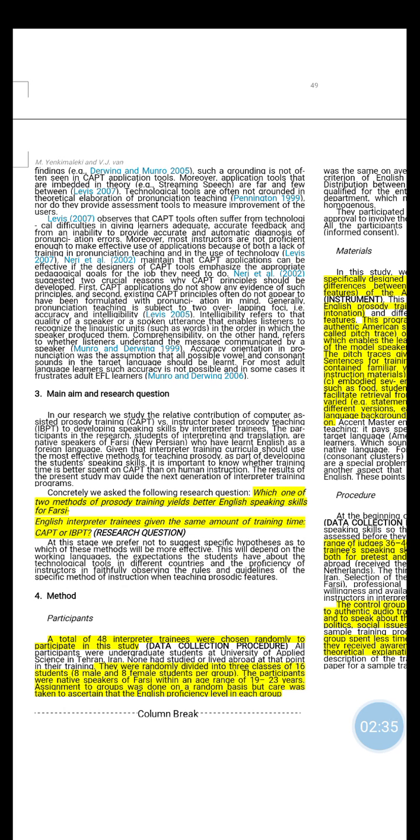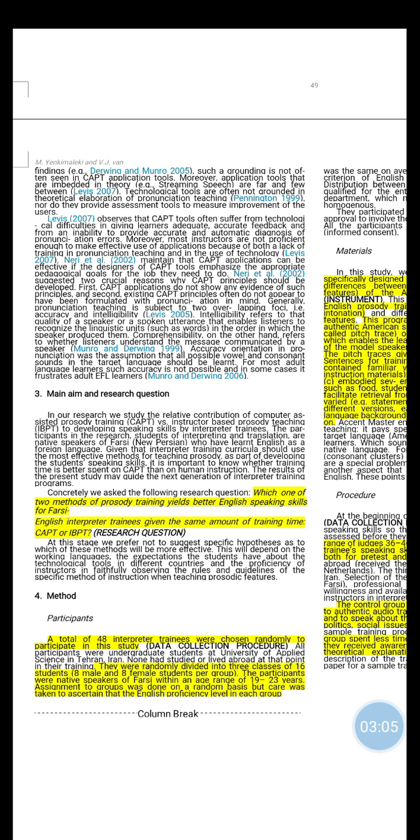Because there's only one purpose, the research question is one as well. The research question is which one of two methods of procedure training yields better English speaking skill for Farsi English interpreter trainees given the same amount of training time, CAPT or IBPT. So they wanted to compare which one is better, the computer one or the instructor based one.